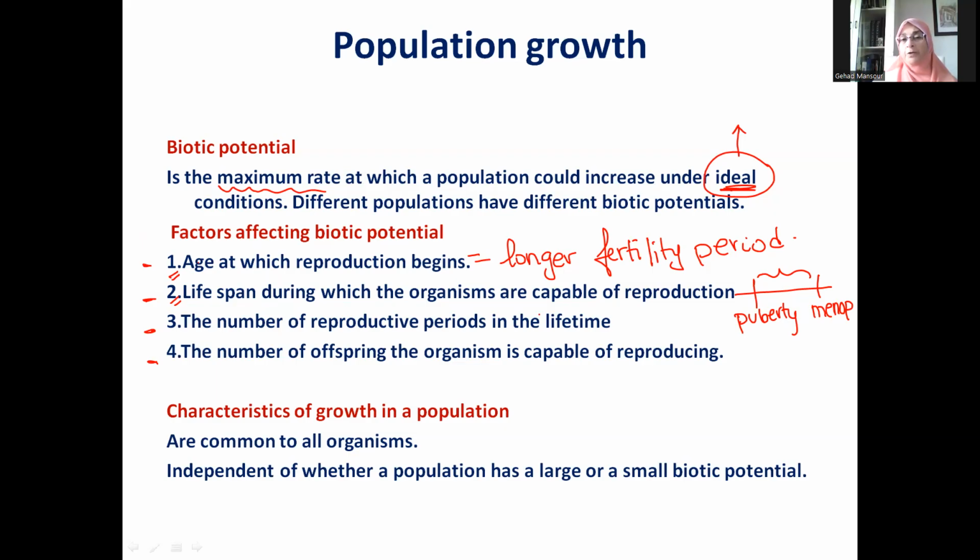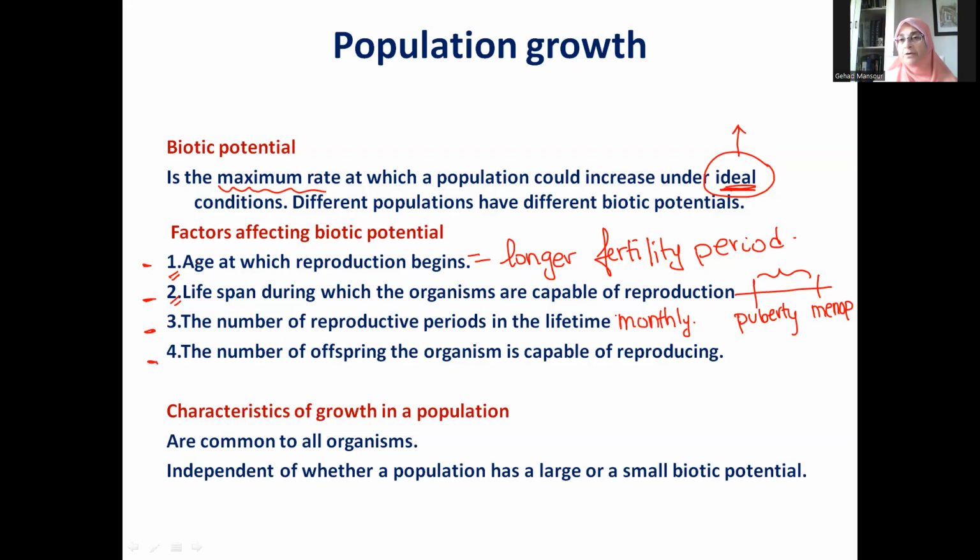The number of reproductive periods in the lifetime. For example, in human beings, it's a monthly process because the female produces an egg or an ovum every month. But there are certain animals, for example, that produce the eggs twice a year only, and in such a case, the biotic potential of the population would be lower. So the more the number of reproductive periods in the lifetime, the higher the biotic potential of the population.